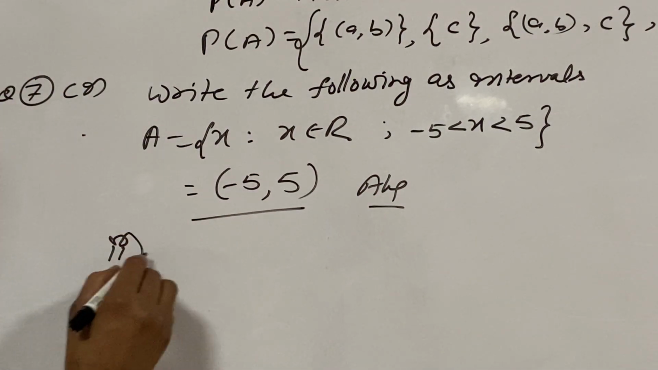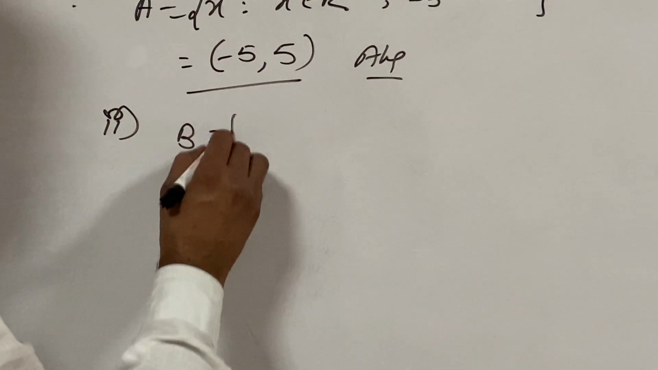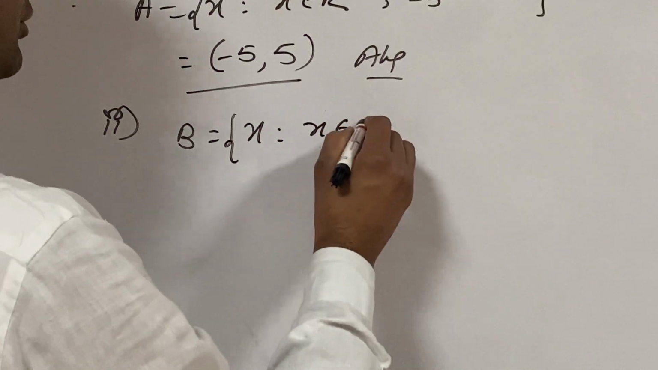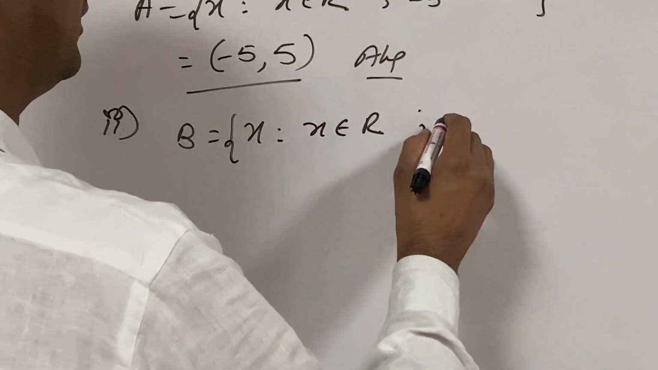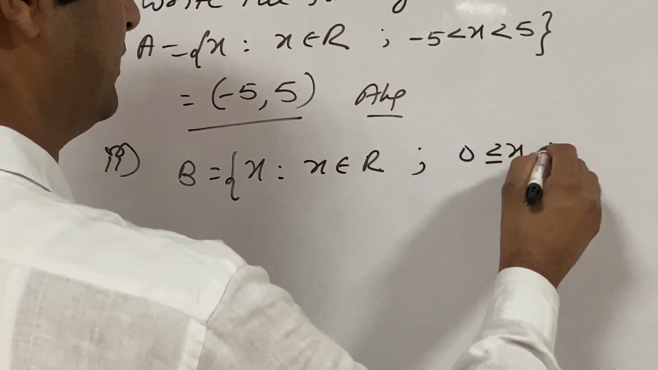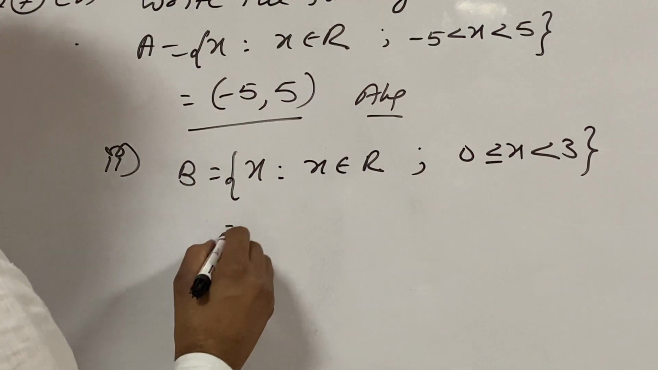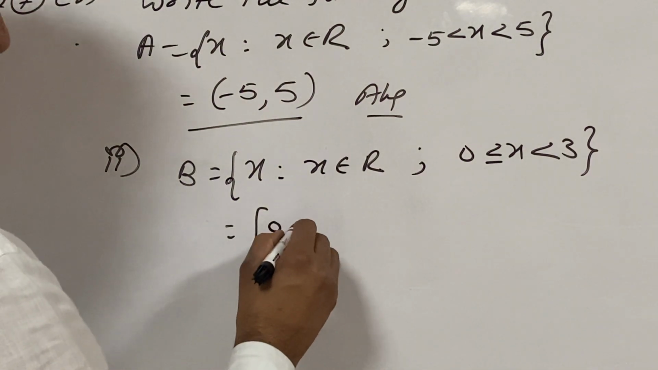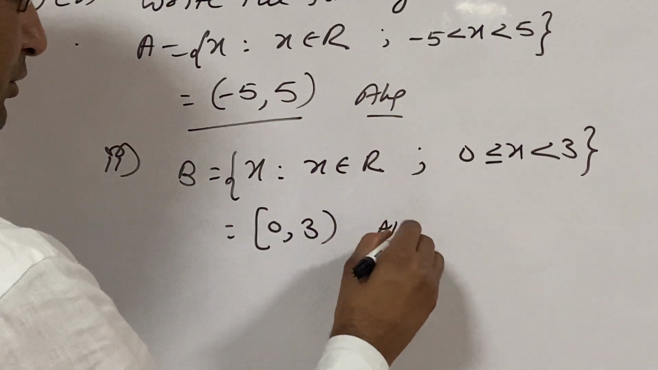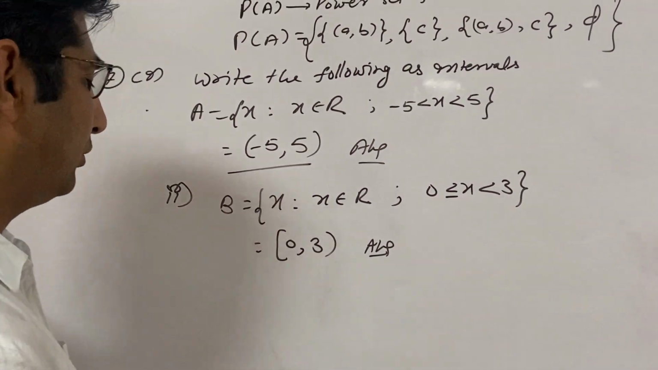Now second part. B equal to {x such that x belongs to real number and x lies between 0 and 3}. At 0 it may be equal, so this will be equal to the closed interval 0 and open interval 3, [0, 3). That is the answer. You can do it. It means x lies between 0 and 3 and may be equal to 0.